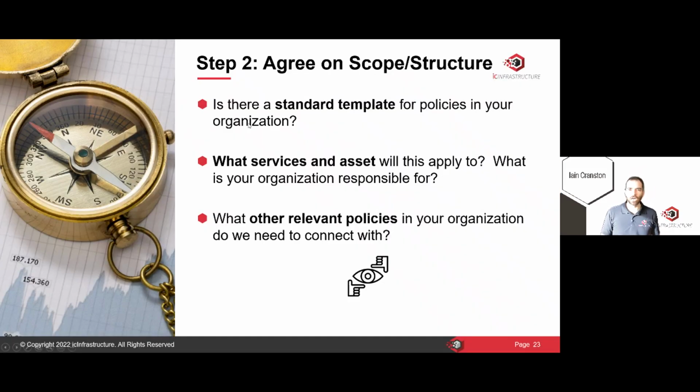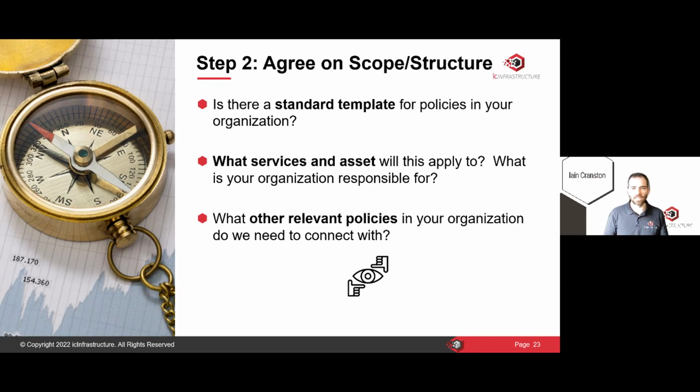Okay, step 2, agree on the scope and structure of your policy. Is there a standard template? Is there a standard look and feel that other policies in your organization have got? Yours should look like other policies. Yes, the content's different, but there might be a standard that you need to follow within your organization for policies. So get your hands on other policies in your organization.